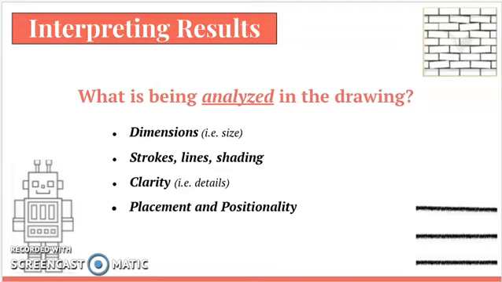And placement and positionality are so important because they can reveal a lot about underlying emotions and behaviors in terms of where it's placed on the paper and the positionality of the objects themselves.